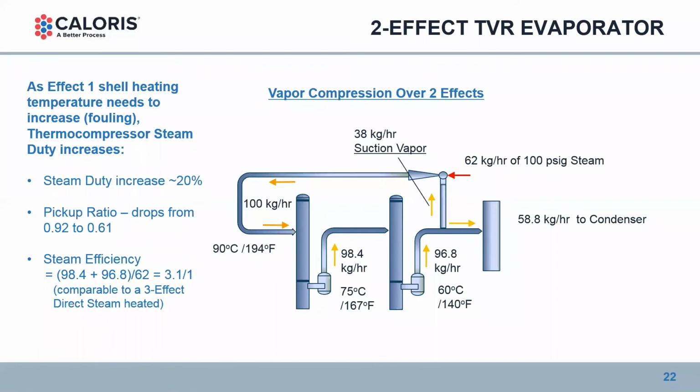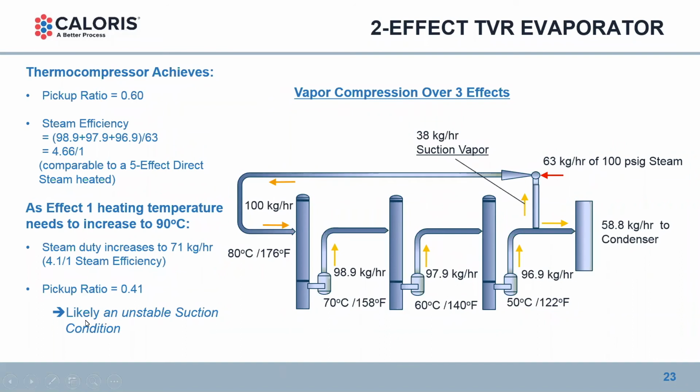Now the same scenario here, I'm starting to foul out, and so I've got to increase my heating temperature into the first effect up to 90 degrees. So now my compression ratio has gone up. I'm compressing from 60 degrees C suction vapors evaporated off effect 2, heating it up to 90 degrees to go back into effect 1. So my steam is increased by about 20%. Pickup ratio dropped from 0.92 to 0.61. And my steam efficiency is down to 3.1 to 1. Still not bad. It's a little better than a 3-effect direct steam heated evaporator. And this is my fouled case. So from an evaporator standpoint, it still probably makes economic sense.